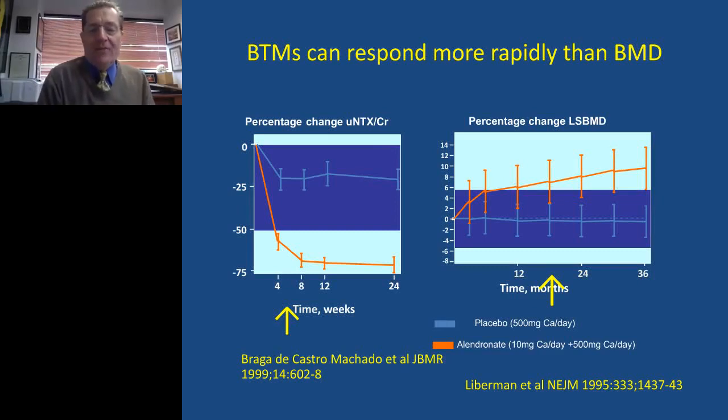This is another slide from Uri Liberman from Israel from the lidernate data. The left-hand slide shows the percent change in the urinary NTX, which was the marker widely used in earlier days, and the marker dropping significantly by week 4 after starting lidernate, whereas it took at least 18 months in the groups of people to see the increase in bone density. So again, an example of how markers can be used and they change more rapidly.